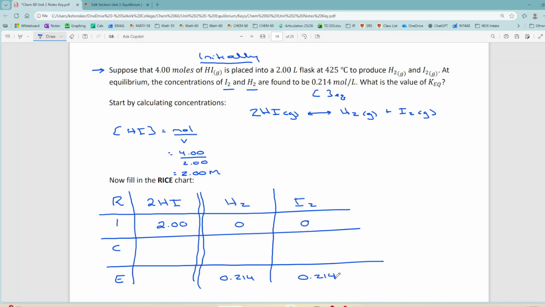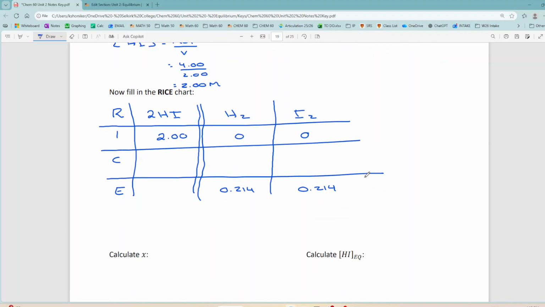Step 1, step 2. Step 3 is to fill in your change line. So again, reactants decrease, products increase. They increase and decrease by a mole to mole ratio. The change line is the only line that we use a mole to mole ratio in. So the HI is going to go down by 2x, and both the hydrogen and the iodine went up by 1x.